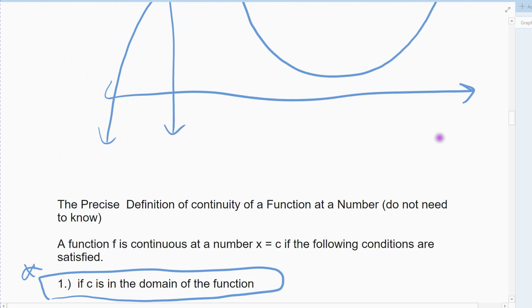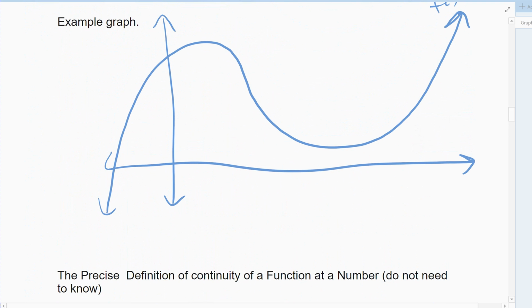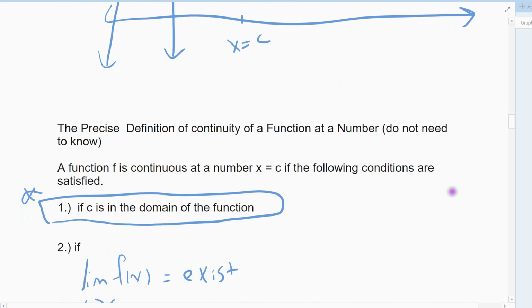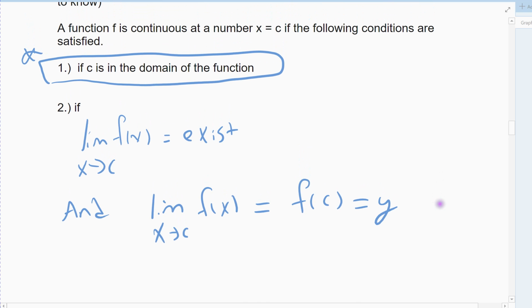If I go back up here to the picture where I've drawn my continuity, you'll see that's true. If I pick any point on this curve, we'll say that's my x value equals c, the y value would be f of c. From the left and the right, it would be approaching that y value f of c. So the limit would exist and equal the function value. If that's true, then it's continuous. Again, we hardly ever check the second step because usually if it passes the first step, the second step checks itself.